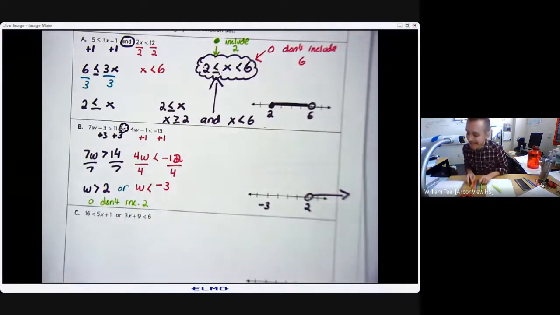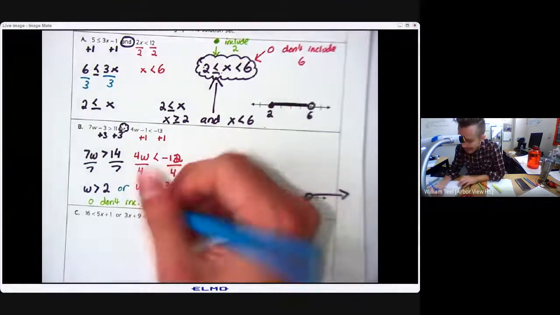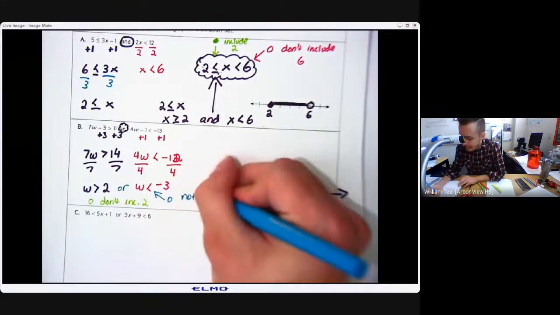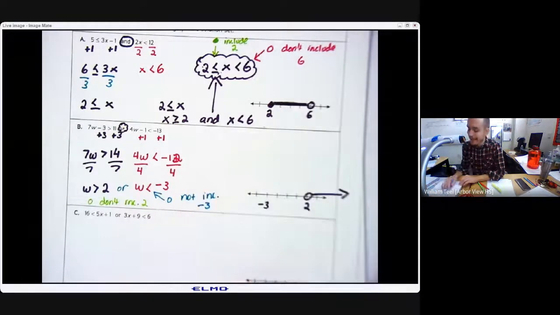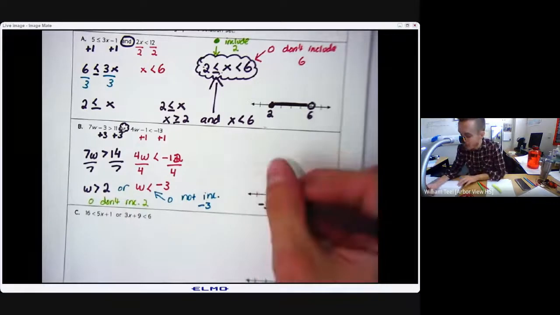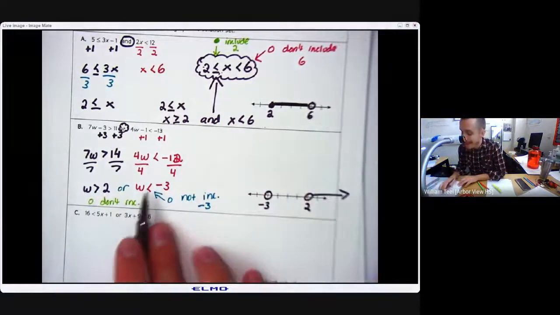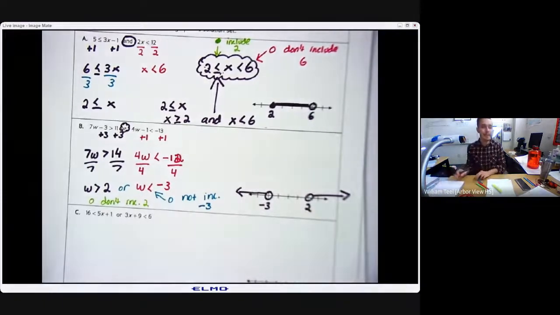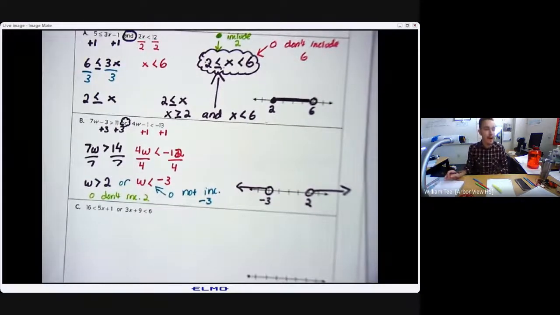All right, W is less than -3. Now for this one, we are also going to include an open dot, and we're not going to include -3 because we don't have any equality happening here. So at -3, I'm going to put an open dot, and we're looking at all values for W that are less than -3. So we go off to the left-hand side. So that is how we would represent the graph of that compound inequality.